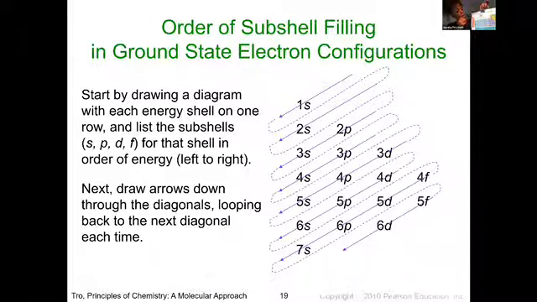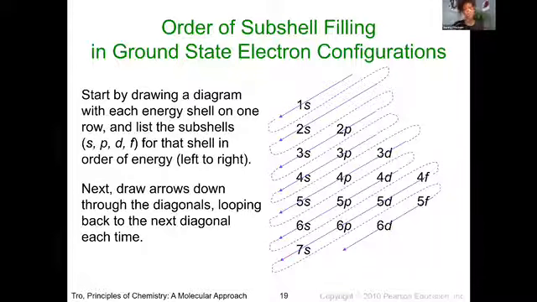So if we started at 1 here, this would be 1, 2, 3, 4, 5, 6, and 7. For the p's, remember we started at 2, so it'd be 2, 3, 4, 5, 6, 7. For your d's, remember those start at the third energy level. So we start at 3 here, we would have 4, 5, 6. And for your f's, we would start at 4, so it'd be 4 and 5.